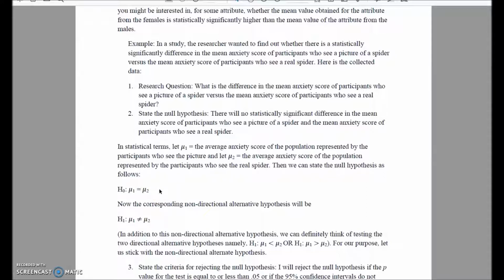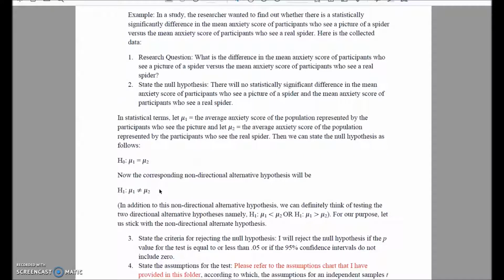So what is my alternate hypothesis that I have to do? The alternate hypothesis is the opposite of what I have stated in the null hypothesis. So I say mu1 is not equal to mu2, which means the average anxiety score of the population represented by the participants who see the picture is not equal to the average anxiety score of the population who see the real spider. So basically I'm saying that there will be some statistical difference. Now, I do not define whether one score is more than the other score. So this is called a non-directional alternate hypothesis.